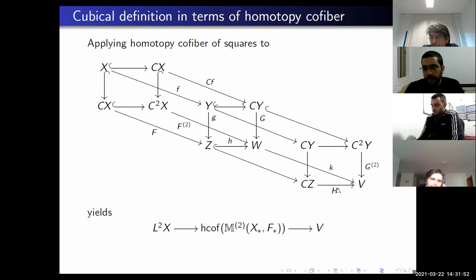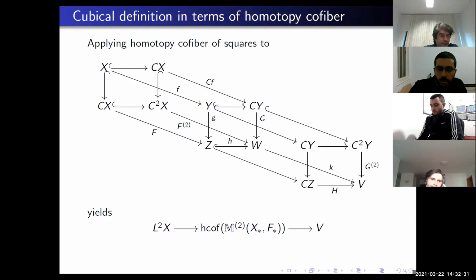Here I choose, like before, the homotopy cofiber of this to be just the last one, because everything here is contractible. And here we get the cubical Toda system. So for the cubical Toda bracket, we can do it another way, diagrammatically, to encode all the null homotopies in a diagram like this, and then apply the homotopy cofiber of the square. Okay.